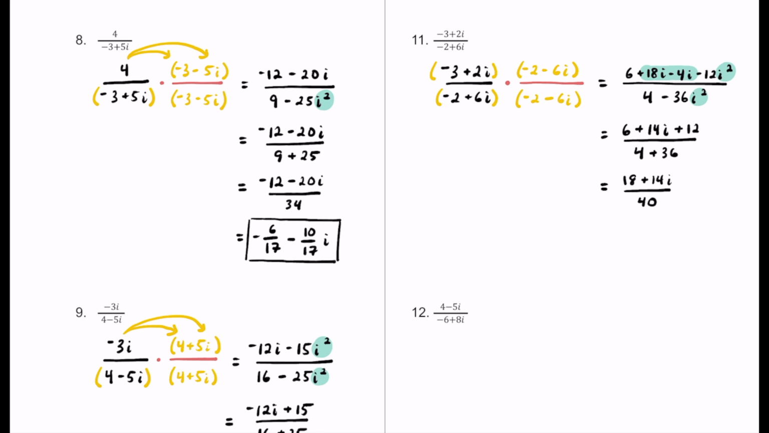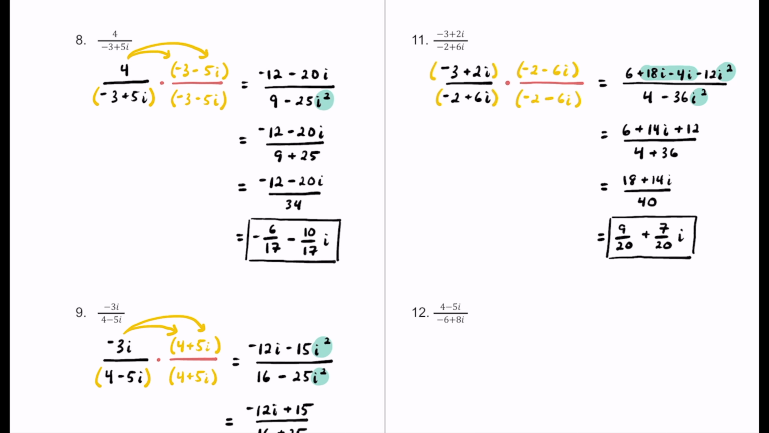Now let's go ahead and separate this out. So we can go ahead and put 18 over 40 is the same thing as 9 over 20. And then 14 over 40 is the same thing as 7 over 20. So we have 9 over 20 plus 7 over 20i, and that would be in standard form.